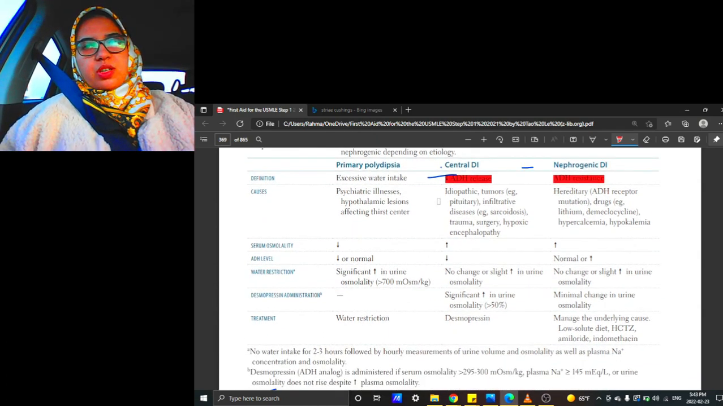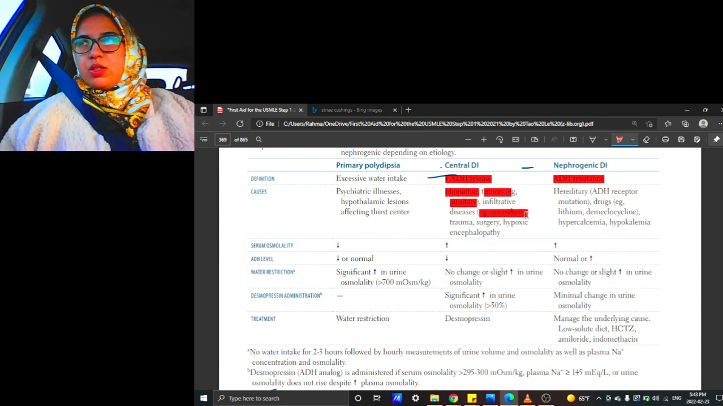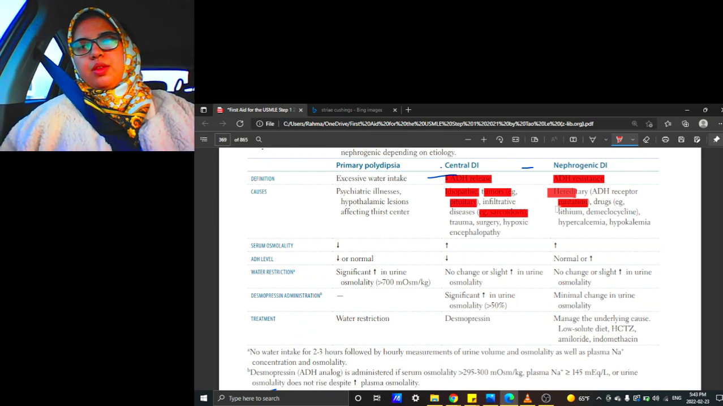What are the causes of central? Well, central causes: idiopathic, or brain tumors, especially pituitary tumors, infiltrative diseases like sarcoidosis, trauma, surgery, hypoxic encephalopathy. All these causes are important to know. Nephrogenic, we said, is a hereditary mutation. But another important cause of nephrogenic, and again, this can be another link to psych, is lithium.